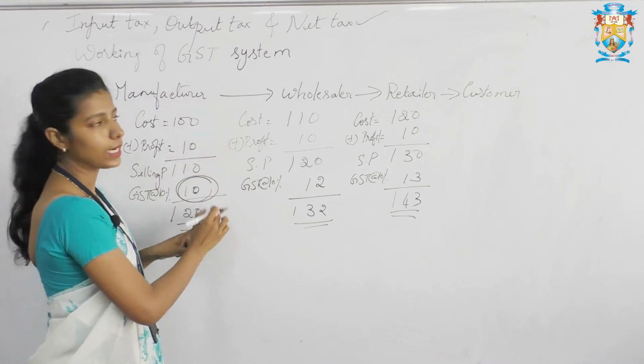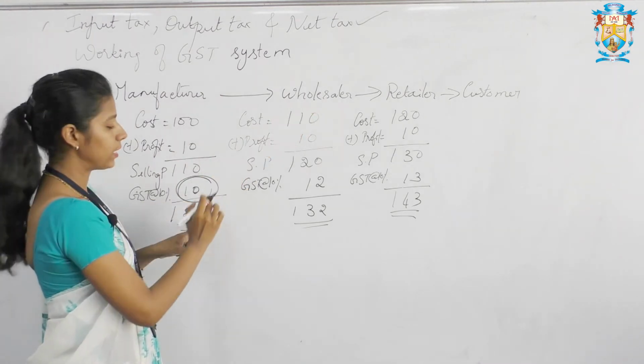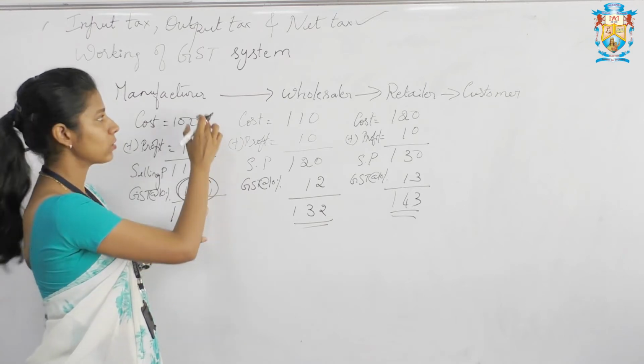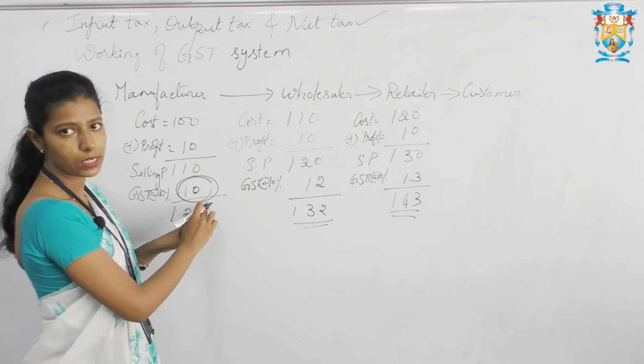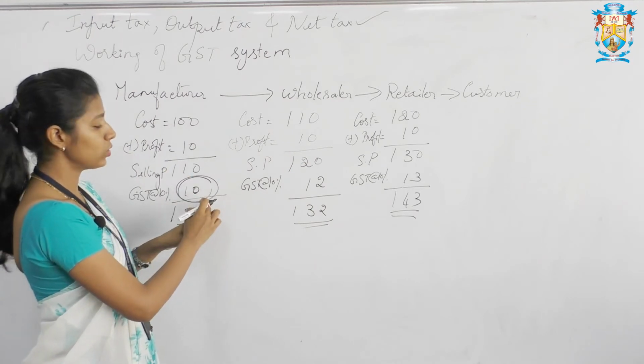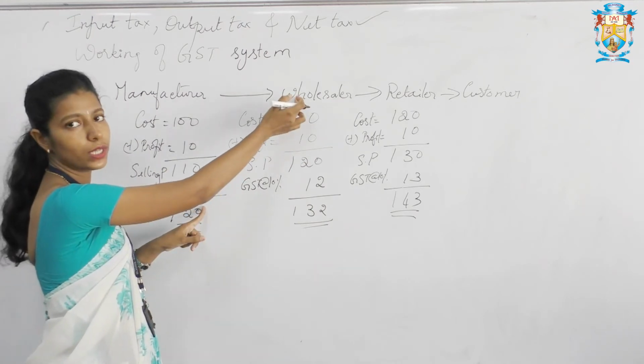So the seller is collecting tax from the wholesaler. So 10 rupees is the output tax to the manufacturer. The wholesaler is paying 10 rupees to the manufacturer. So this 10 rupees will become the input tax to the wholesaler.